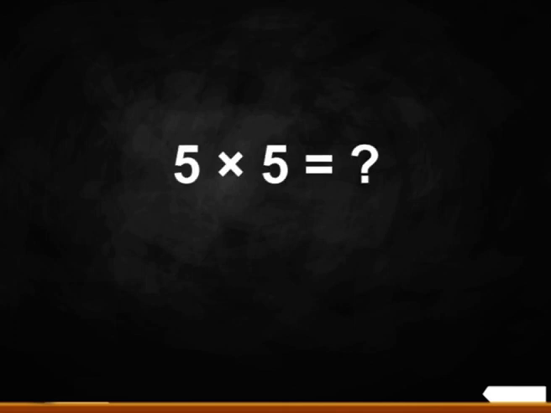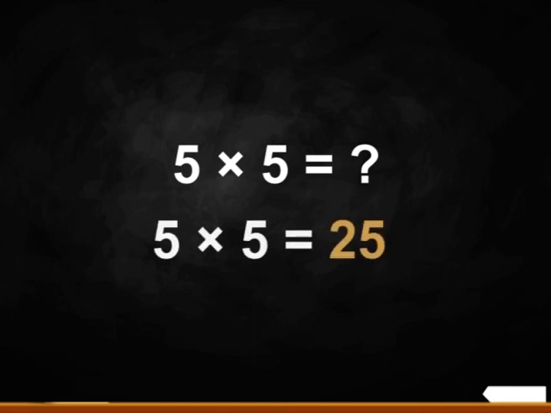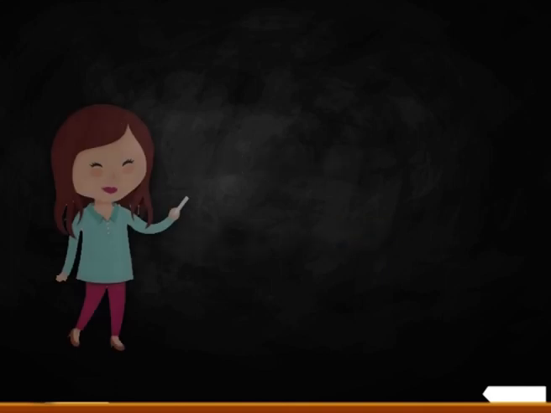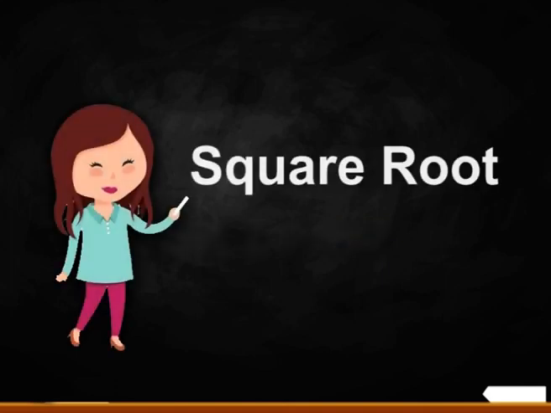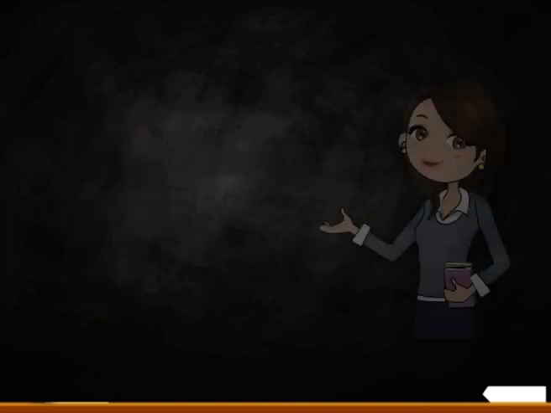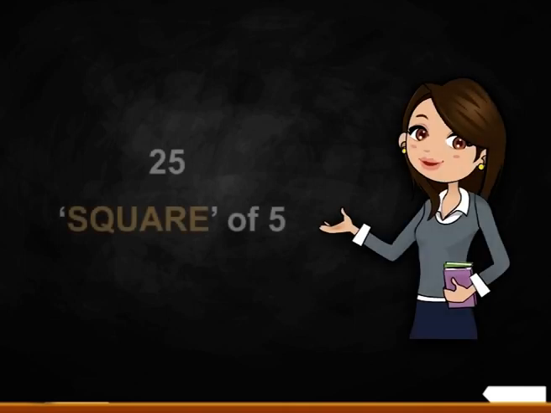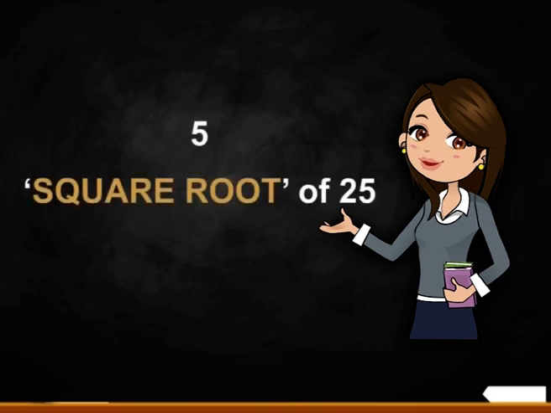Similarly, the square of 5 is 5 multiplied by itself and gives the answer 25. This method of squaring a number stands true for any number in mathematics. Let us now talk about square root. From the above example, we can say that 25 is the square of 5 and 5 is the square root of 25.